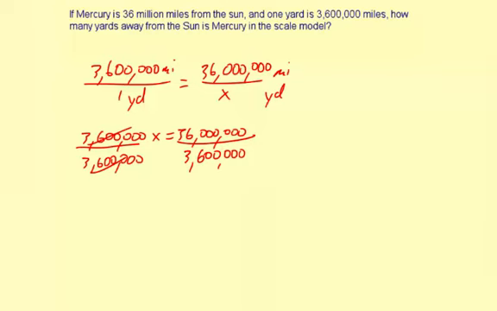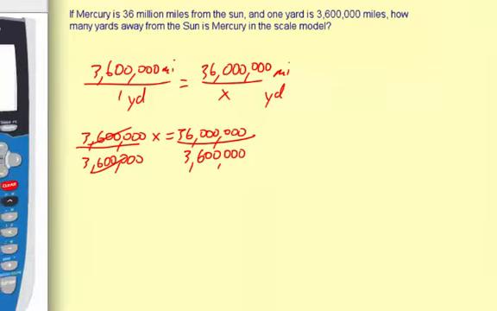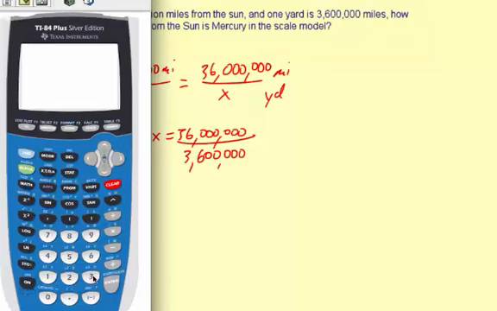This is an easy one to do mentally, but I'll show you on the calculator just to make sure it's right. So 3,600,000, you want to make sure you get the number of zeros correct. So that's 360,000, we need one more zero, and then one more, 36 million. Then divided by 3,600,000. Okay, so 10. So we're going to have 10 yards here.